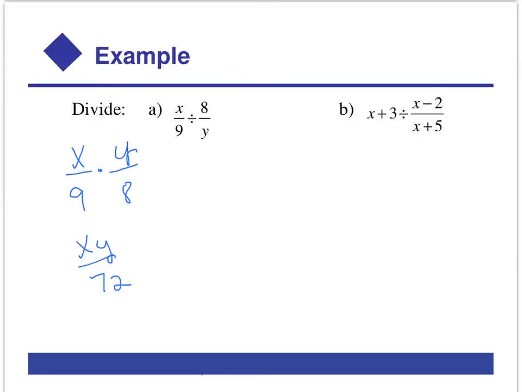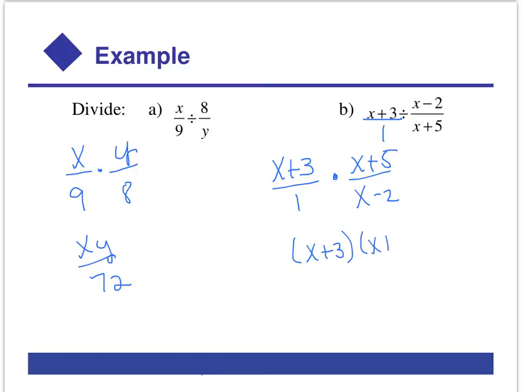Now, B looks a little different. It doesn't have anything, but remember, you can always drop a 1 underneath to create a fraction. So you're going to keep the first one the same, change the operation, and then flip. And if you can simplify or do cross-canceling, then you can. But if you can't, then you can't. So this becomes simply x plus 3 times x plus 5 over x minus 2. And you're done. Don't pull it back out. Keep it as prime factors.